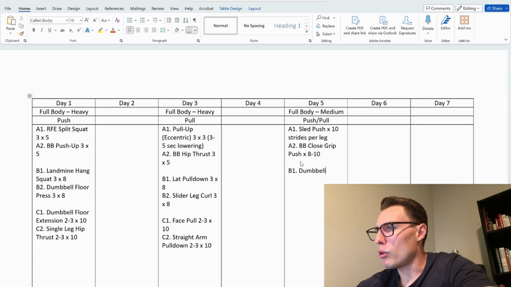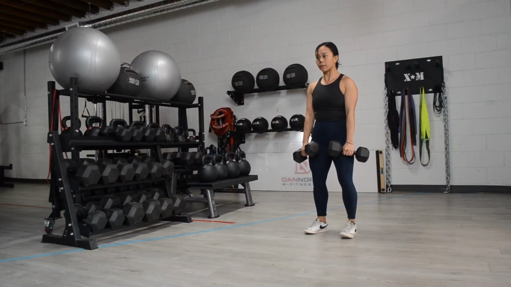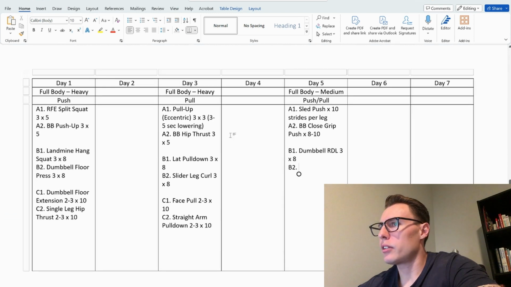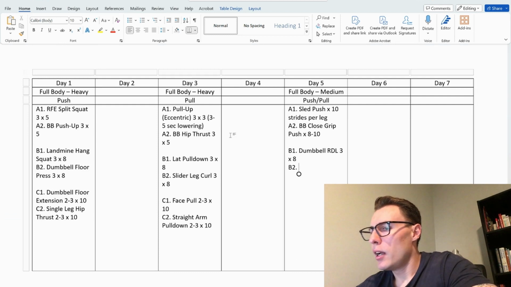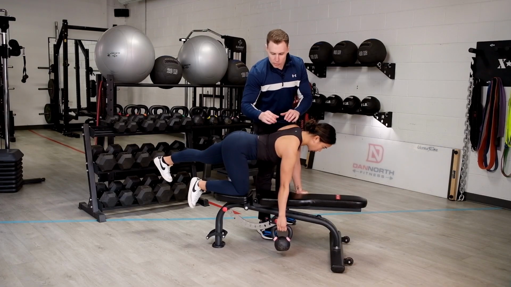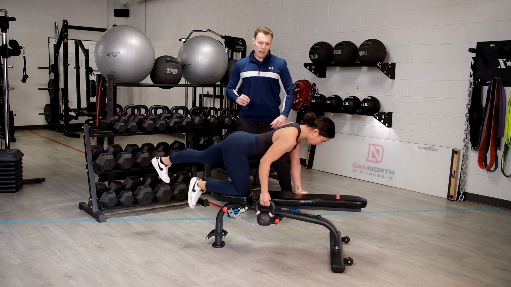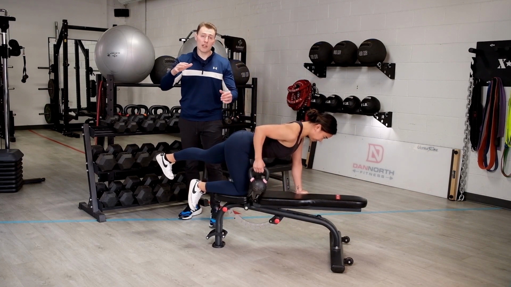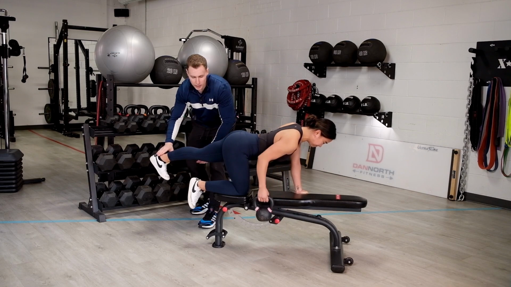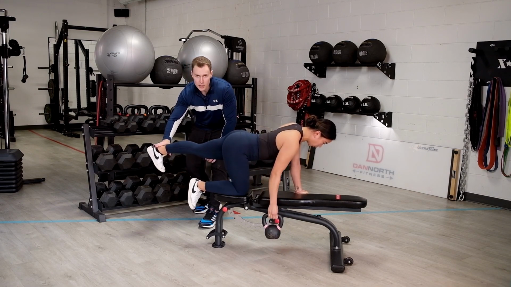We might do more of a lower body pull now, something like a dumbbell RDL. We might pair that with, let's go back, they're a high level Irish dancer, so I would be amazed if they don't have decent balance and coordination. So let's try throwing in a bird dog row. For the bird dog row, you've got one hand and one knee on the bench, and you're rowing with your back leg up in the air. It's a great back exercise, but it's also a great anti-rotational and anti-extension core exercise at the same time. We've got a lower body pull and an upper body pull paired together.